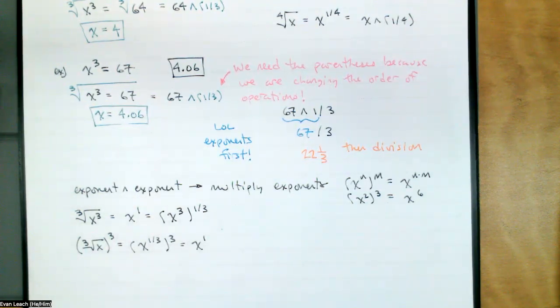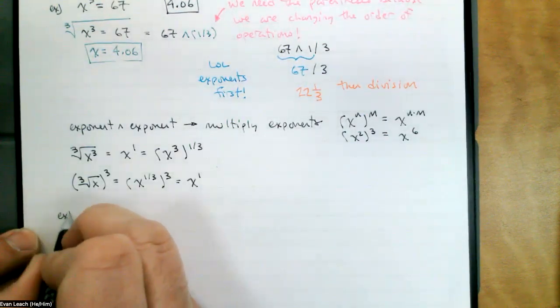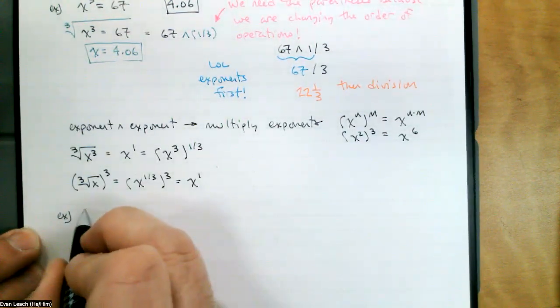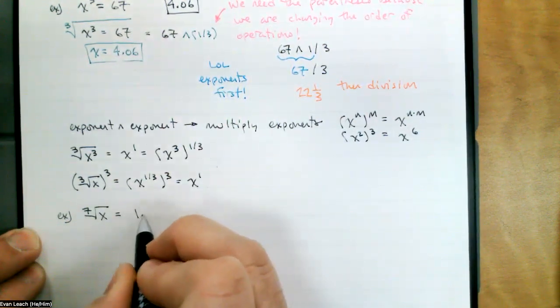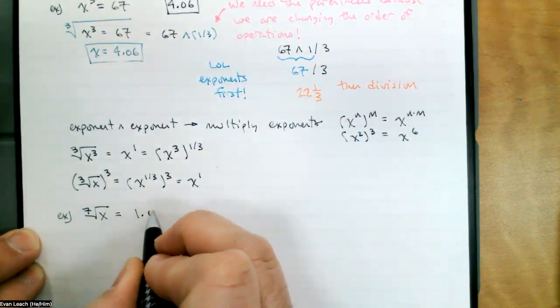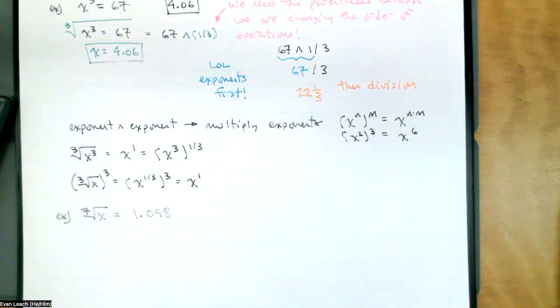So if we want to solve an equation and there are radicals involved, we can think of them as fraction exponents. So for example, if I have an equation, the 7th root of x is 1.098. That 7th root of x is x to the 1/7 power. That's the way we could think about it.